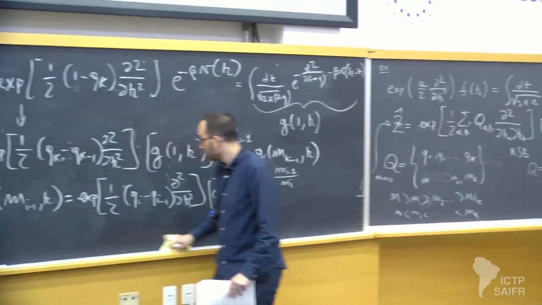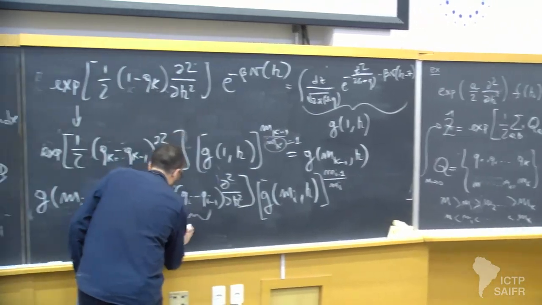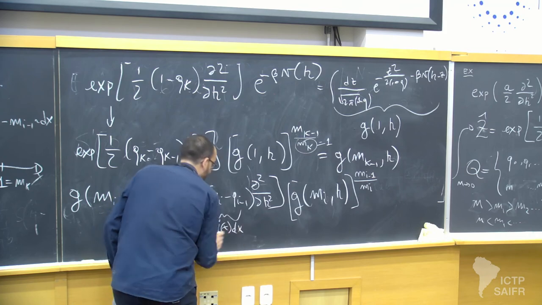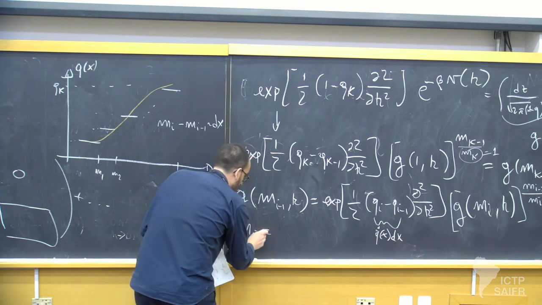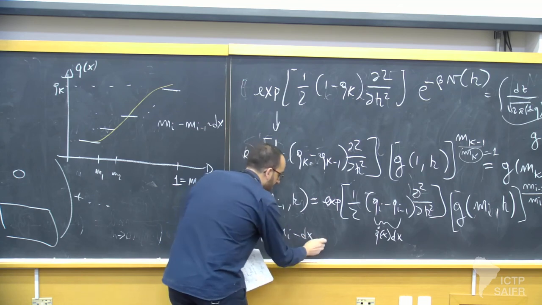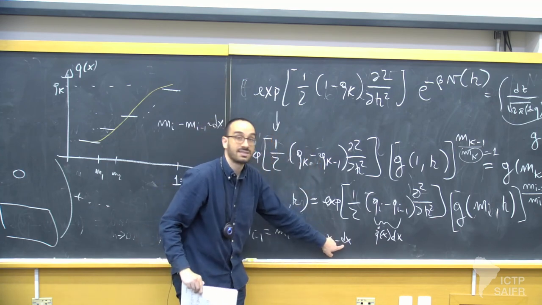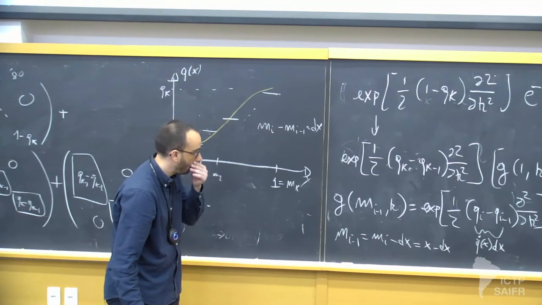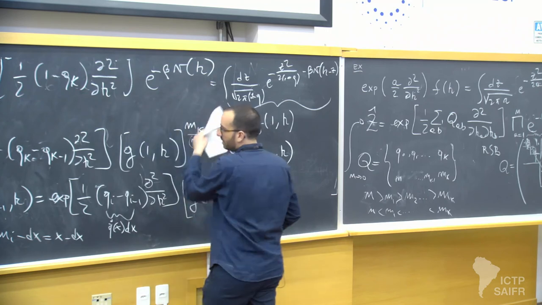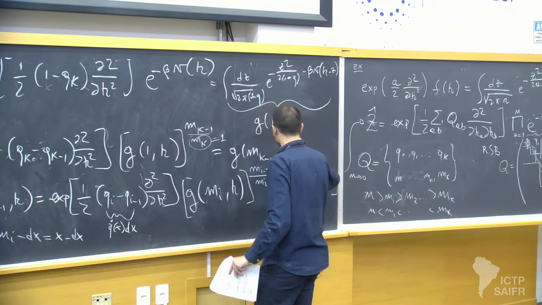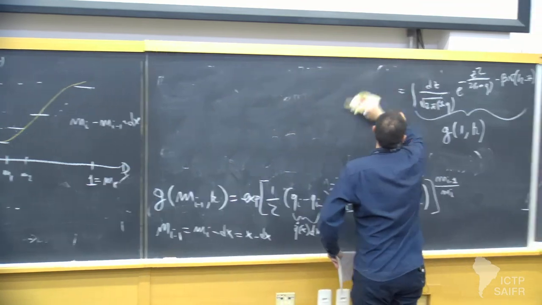Because now I can take a continuum limit. So this is q dot of x times dx, and m_{i-1} is equal to m_i minus dx. And m_i, I say that it's x, it's a running variable. And then I can expand in dx. Let me do it. So I can erase this part here and I just work the expansion of this expression. And then I'm done.